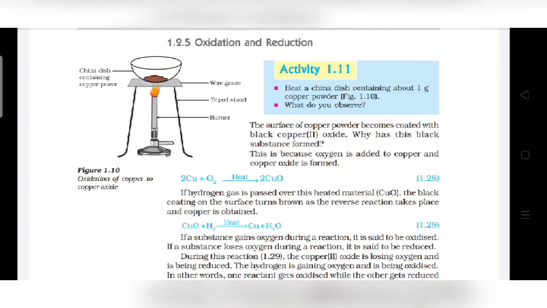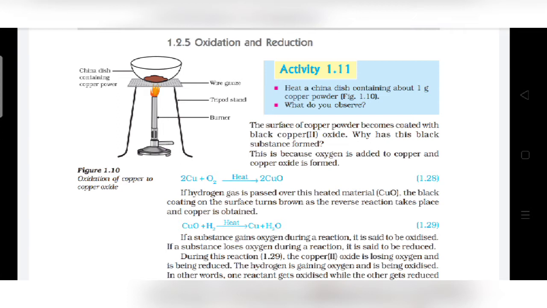Myself Kishan sir. Today we will discuss oxidation and reduction reaction of Unit 1, Chemical Reaction and Equations. Previously we have discussed different types of reaction including combination reaction, displacement reaction, double displacement reaction and decomposition reaction. Today we'll discuss oxidation and reduction reaction. For that, see the activity 1.11 given in your textbook.